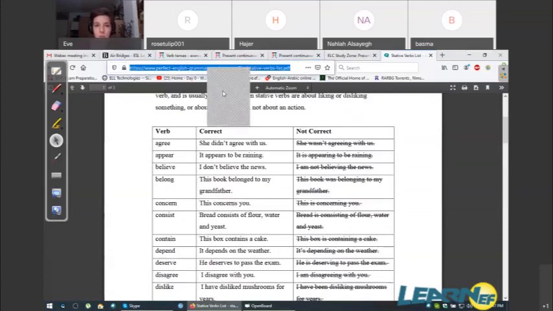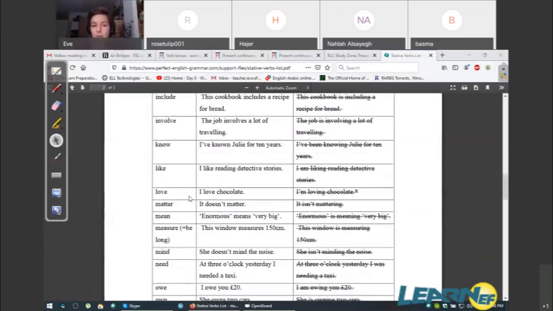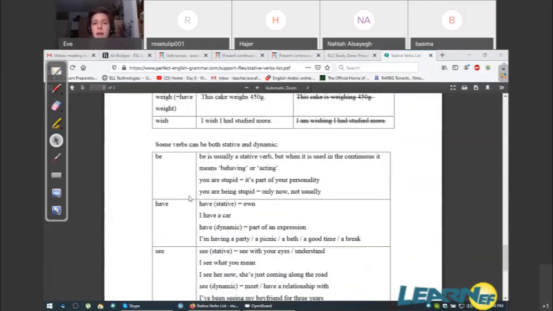Actually, to be honest, I'm just going to send this in the chat box and you can take a look at it. So literally, those verbs can never be continuous. The most important ones are the emotional verbs and the five senses, hearing, seeing. But there are some others that are called abstract verbs. So appear, believe, belong, consist, love, like, know. The list is there, and you have an explanation of all of them. So just take a look at them.